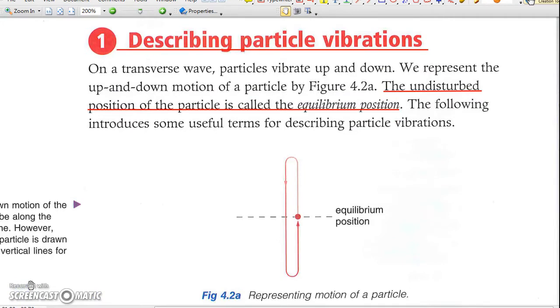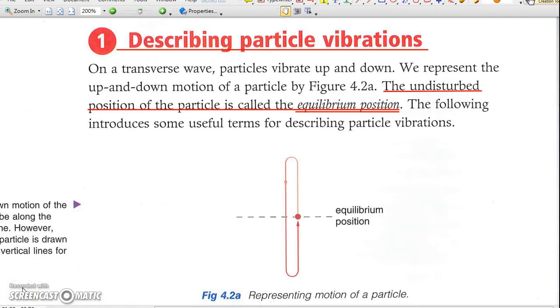1. Describing particle vibrations. Let's look at the vibrations of an individual particle. For transverse and longitudinal waves, and even traveling or stationary waves, particles vibrate about their respective home position called equilibrium position. Let's learn some basics about particle vibrations.